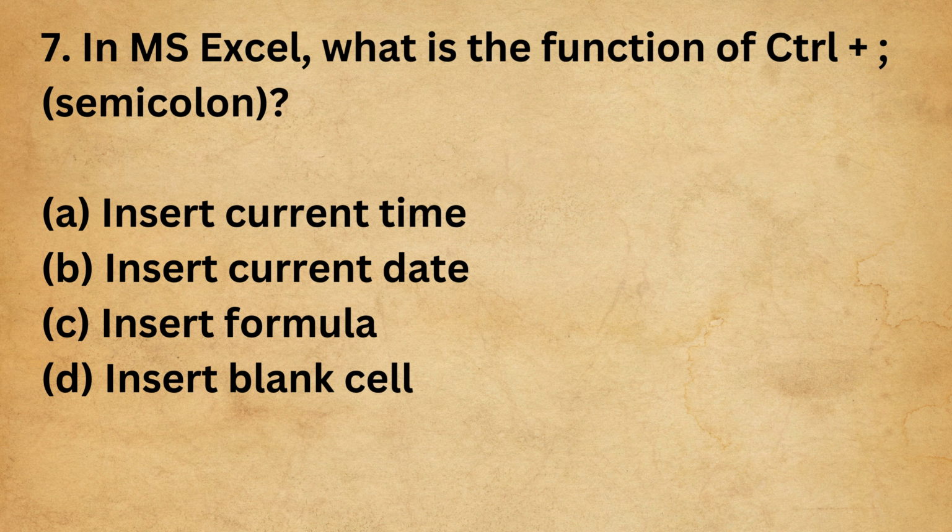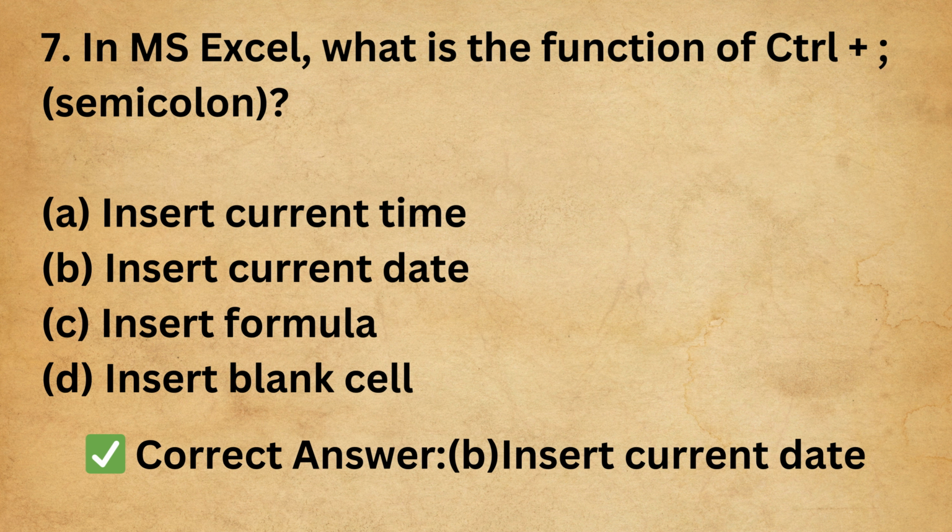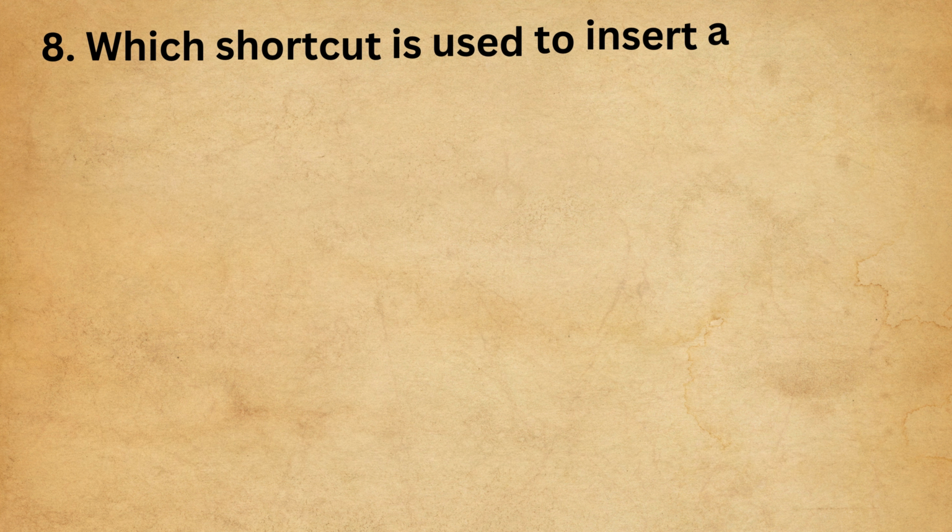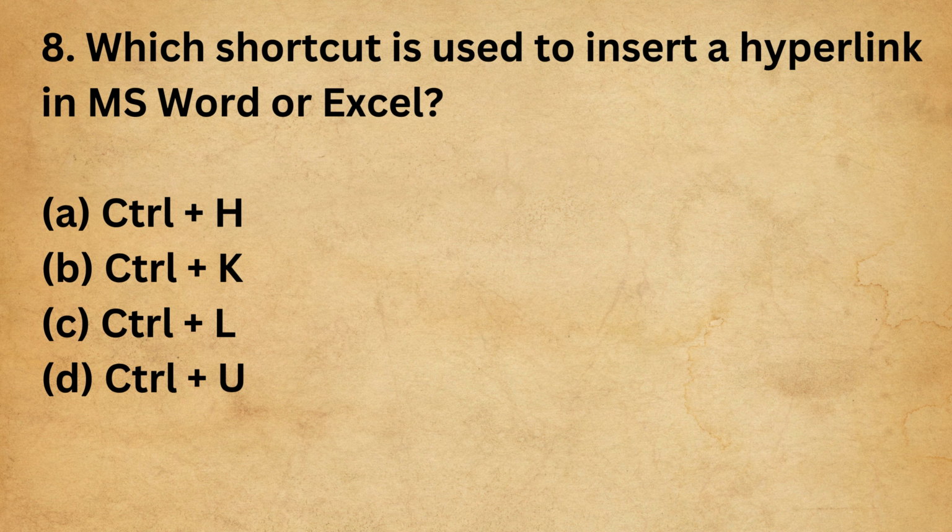In MS Excel, what is the function of Ctrl plus semicolon? A. Insert current time. B. Insert current date. C. Insert formula. D. Insert blank cell. Correct answer B. Insert current date.